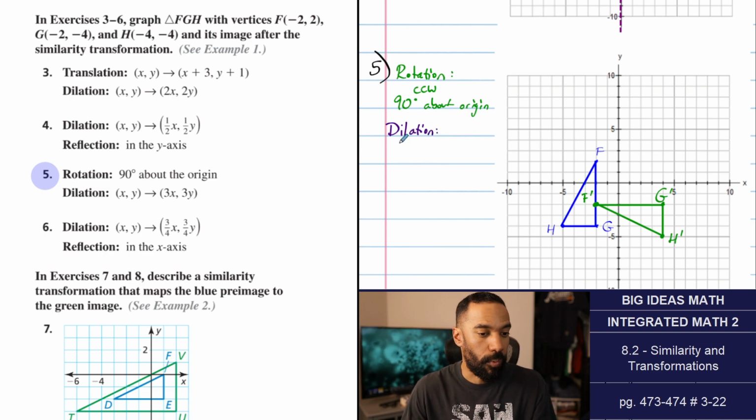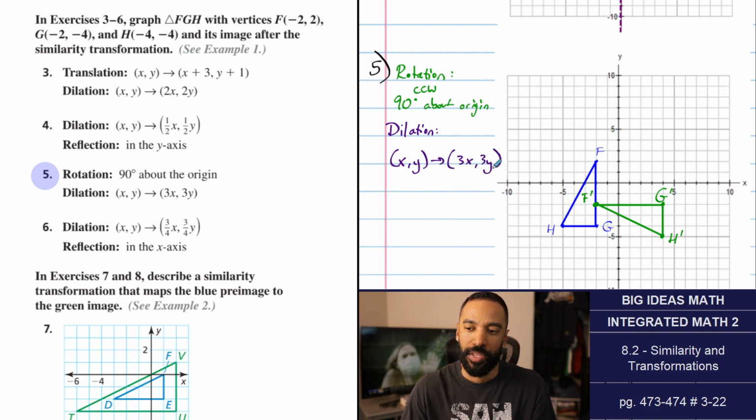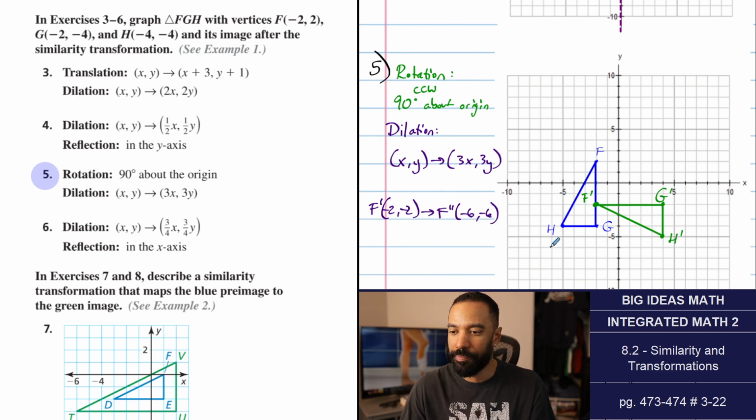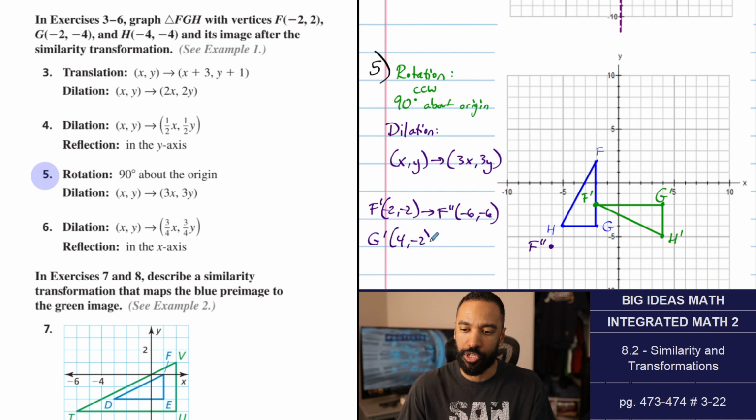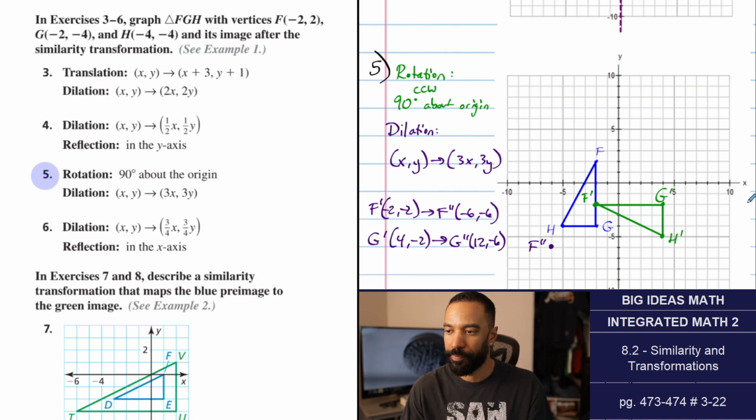I can write the points if you want to, but we're going from xy to 3x, 3y. So check this out. We went from an f prime of -2, -2 to an f double prime of triple those, -6, -6. So we're now going to be right here. Remember, we're taking it from the green, f double prime. G prime is at 4, -2, and we triple those to get 12, -6. So a little off the map. Just pretend like we got here, 12, -6. So there's your G double prime.